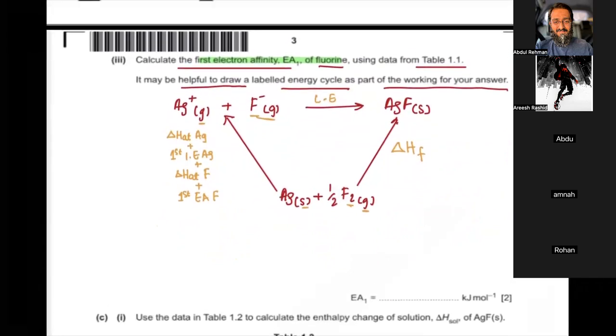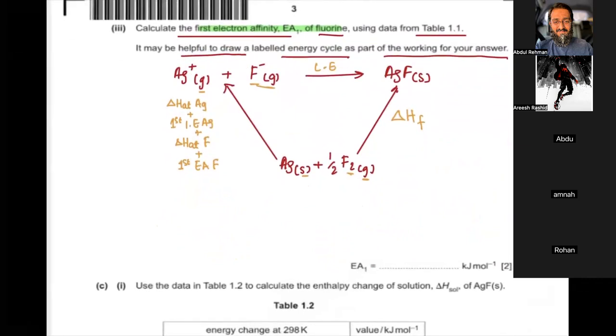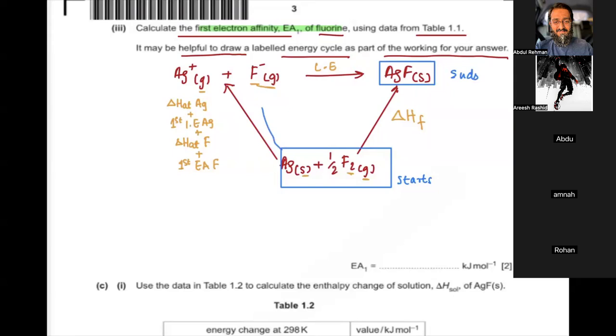Now, if you see, this is where the cycle starts, right? And this is the point where the cycle ends. So if you see this turn into ions and then turn into this, this is your indirect route, and this is your direct route, right?